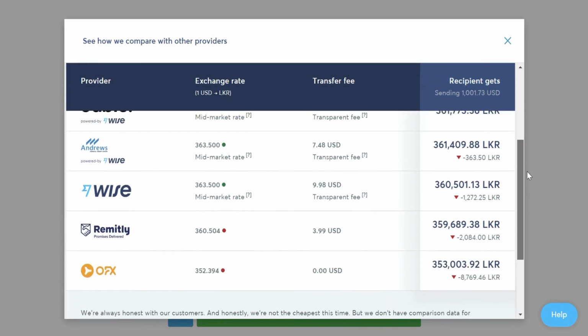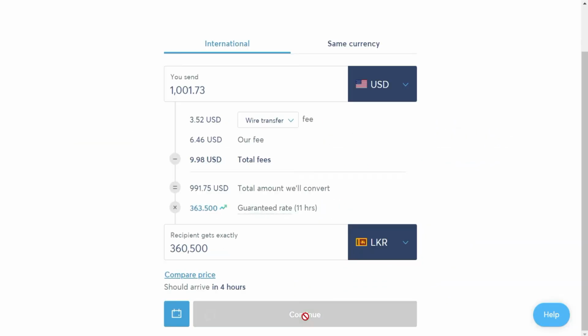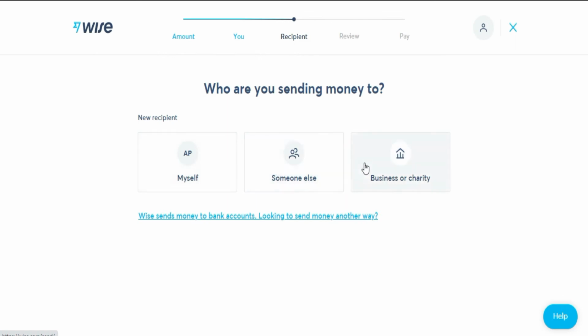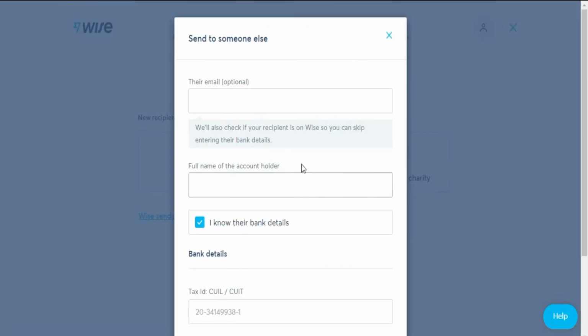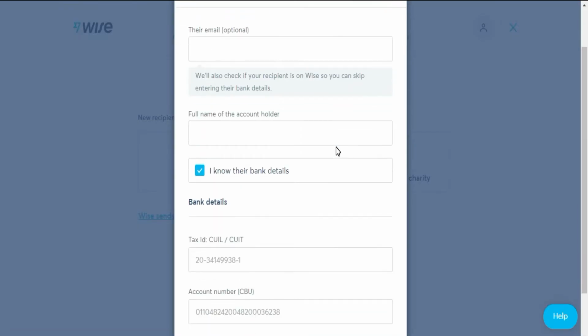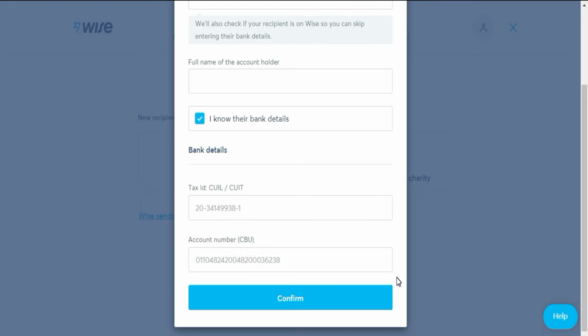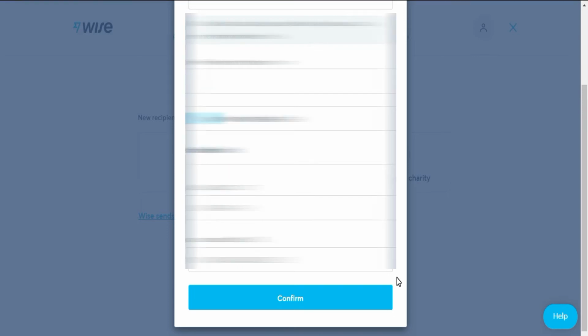We continue with Continue. Here, you will need to select who you are sending the money to, whether it is yourself in another country, someone else, or a business or charity. The most common is to send it to someone else, so we will click there if this is your case. Here, you will have to fill in the information requested to send the money, such as the name of the person, their bank account, and other tax information depending on the country where you are sending. With the information filled in, click on Confirm, and we will go to the review part.